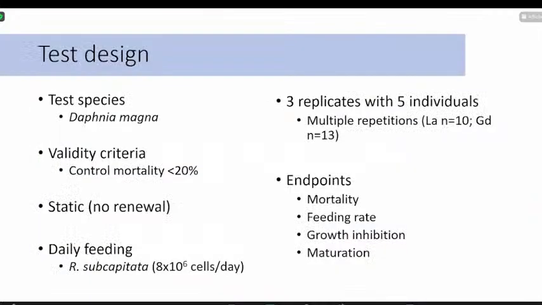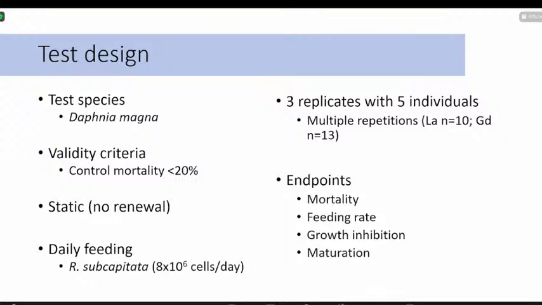For our test design, we did the test on Daphnia magna, and we kept the validity criterion from the standard test, which is that the control mortality has to be less than 20%. As I mentioned, the test was static, so we did not renew the media, and we did daily feeding with Raphidocelis subcapitata. We had 3 replicates with 5 individuals, and we did multiple repetitions to have at least 4 replicates for mortality each day. This meant we did 10 tests with lanthanum and 13 tests with gadolinium.